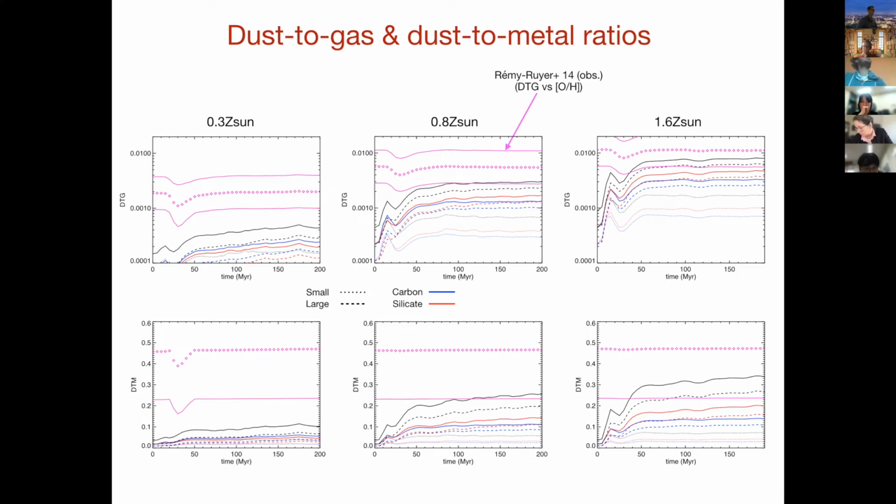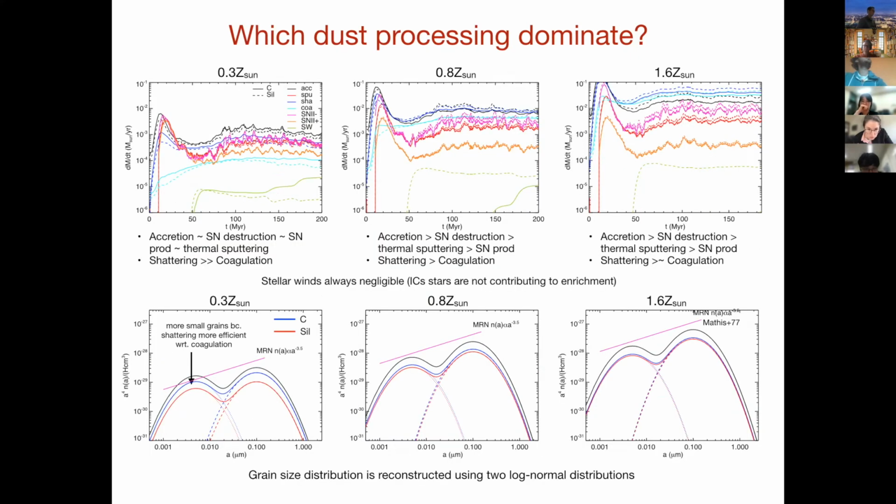And you see also as details here the fraction of small and large grain carbon silicate. This will be useful for just a couple of slides later. Okay, so now we can wonder which dust processing dominates the growth of dust or destruction of dust. So let's focus for a moment in the middle column, the metallicity of 0.8 solar metallicities. And you see that accretion is an important process that dominates over supernova destruction, which is in pink, and over thermal sputtering, and supernova production, right?